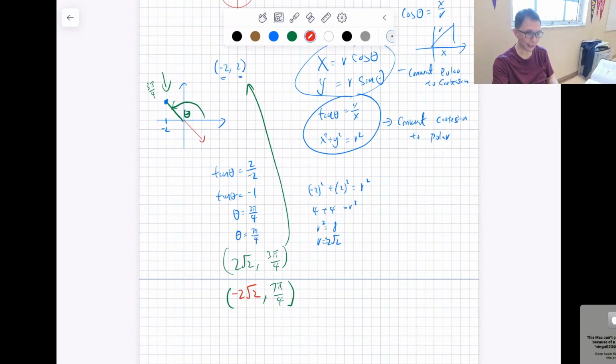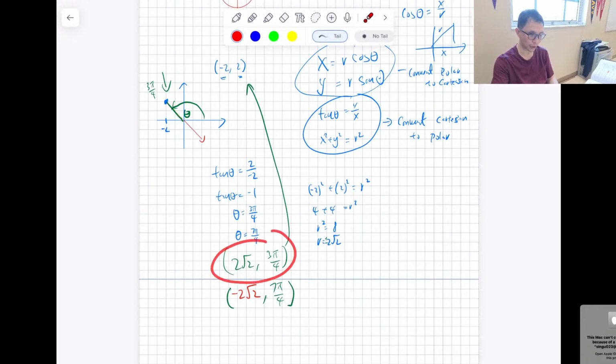Okay, I'm going to say that again, if you pay attention. I can go to 7 pi over 4, which is all the way here, right? Now, instead of going this way, I can say negative, which means going in the opposite direction, and get to this coordinate right here. So that is the same representation. Both are the same representation as negative 2, 2.